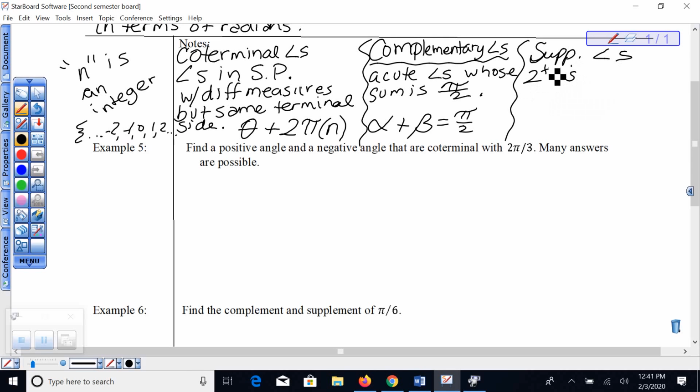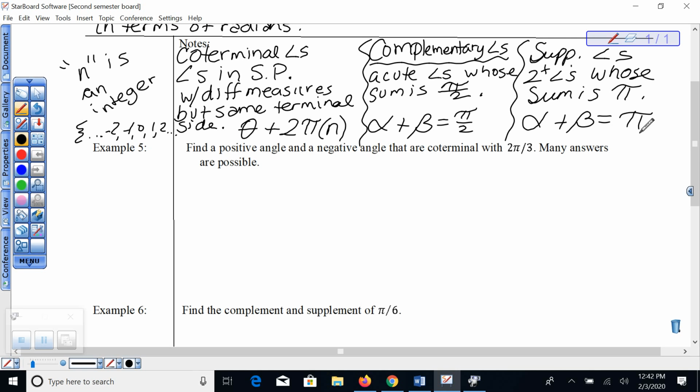Let's do 2 positive angles, 2 positive angles whose sum is pi, right? Radians. Right? Supplementary adds up to 180 or adds up to pi. So, for example, alpha plus beta is pi. So these are like concepts we already know. Nothing new. We're just talking in radians instead of degrees.